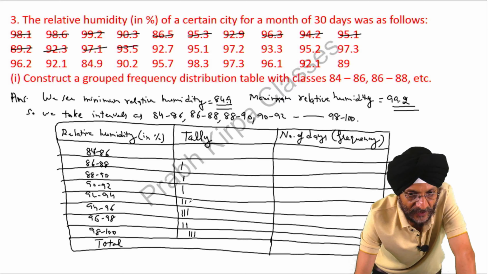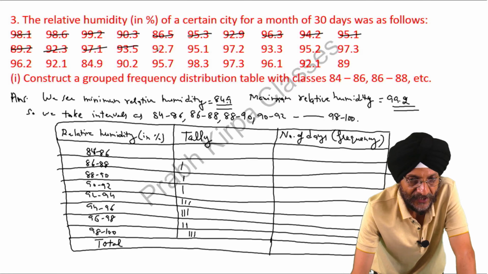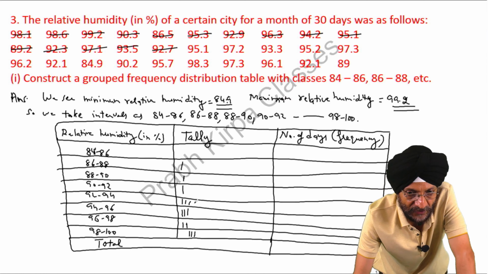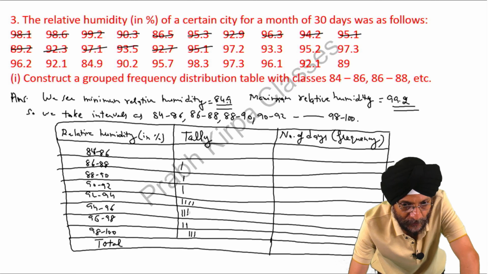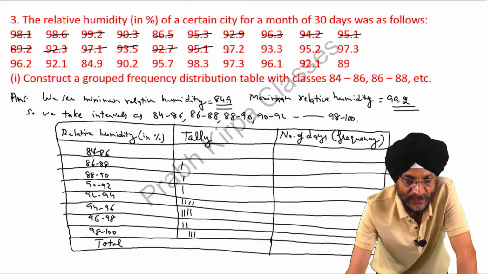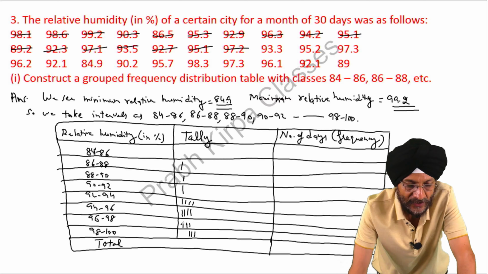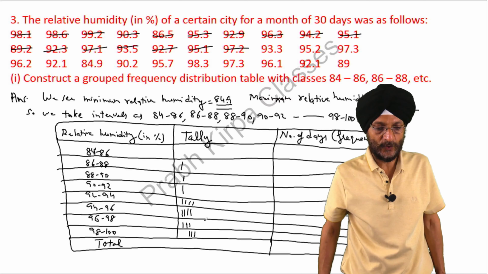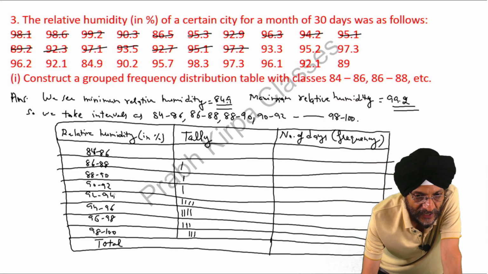93.5 will fall in 92 to 94. 92.7 will fall in 92 to 94. 95.1 will fall in 94 to 96. 97.2 will fall in the class range of 96 to 98. Now the next is 93.3. 93.3 will fall here, in 92 to 94.